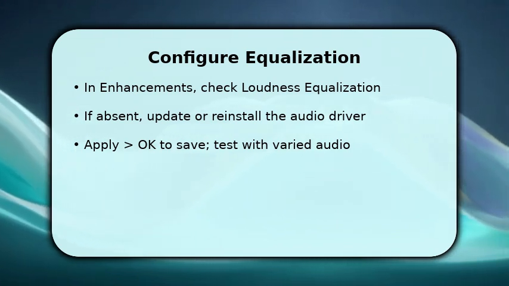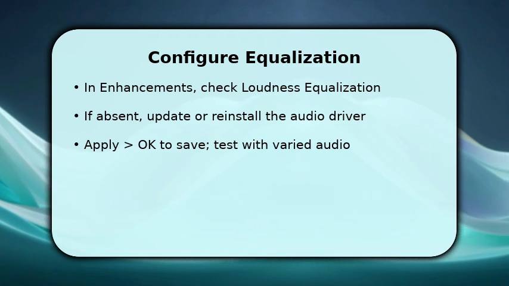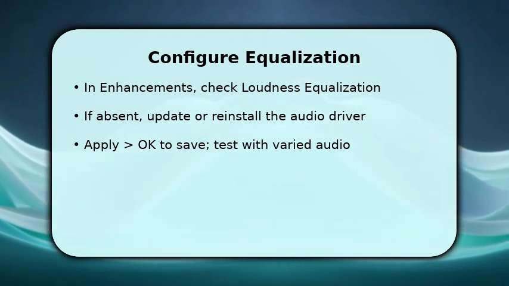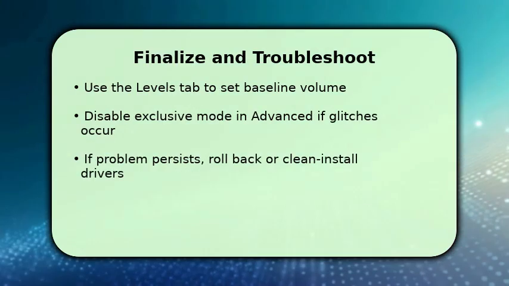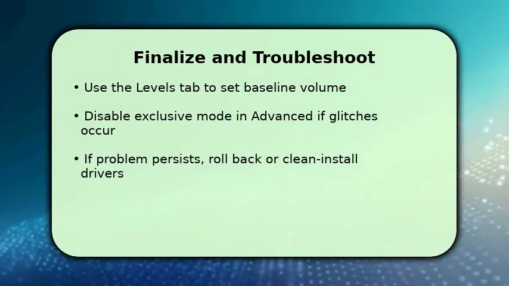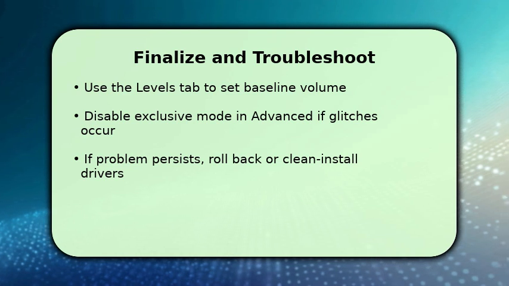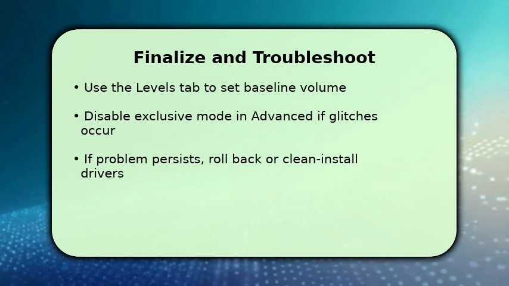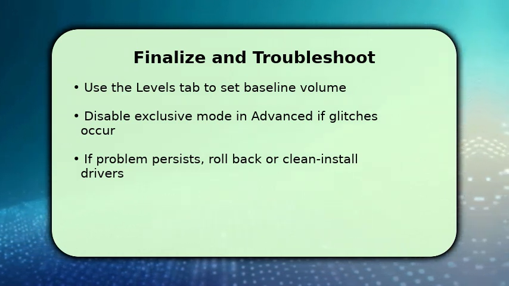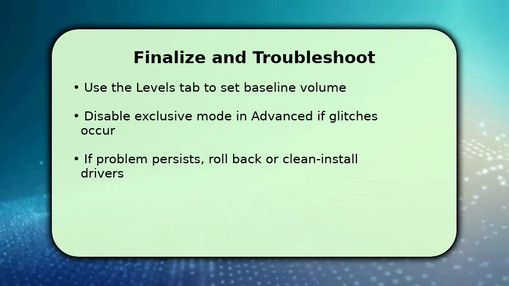You finish by setting a sensible baseline in the Levels tab so equalization has headroom to work. Lower the device level slightly if clipping appears. Then check Advanced and disable Exclusive Mode to prevent apps from bypassing system processing. Once done, test with multiple apps and reboot to ensure persistence.